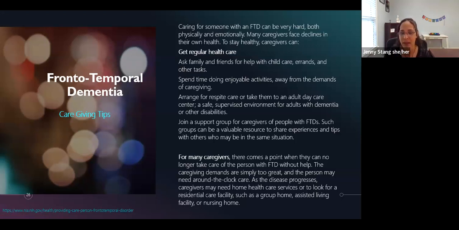But for many caregivers, there will come a point when they can no longer take care of their loved one with frontotemporal dementia without help. The caregiving demands are simply too great, and the person may need around-the-clock care, okay? The disease will progress, and caregivers may need home health care services, or you might need to look into a residential care facility, such as a group home, assisted living facility, or nursing home. Now, I do want to pause here because I know this is kind of a sensitive topic for a lot of caregivers that I have spoken to.